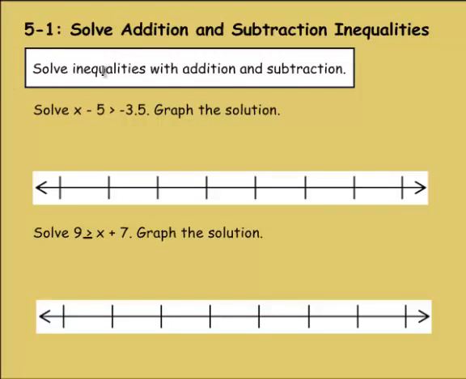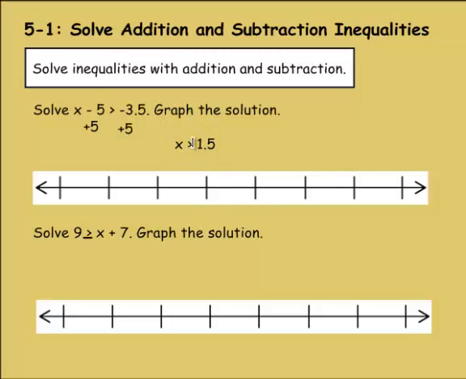Here we're asked to do addition and subtraction with these inequalities, and it's very similar to an equation in that just like you have the equal sign in an equation, you have an inequality symbol, greater than or equal to or less than or equal to, in the middle, and you want to isolate that x. So here we have x minus 5 is greater than negative 3.5. We could isolate the x by adding 5 to both sides. So we would have x is greater than negative 3.5 plus 5, which is positive 1.5.